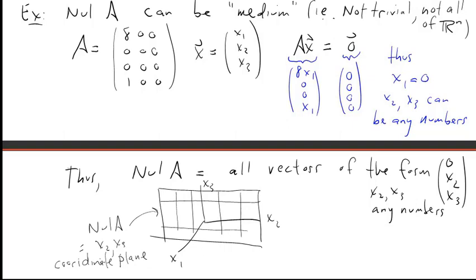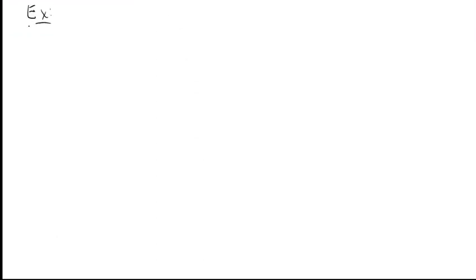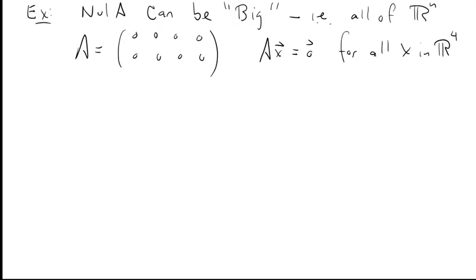Thus, the null space is non-trivial, but it's only part of R3. Let's look at another example. Null space can be big, that is all of Rn. So here's an example with a 0 matrix. Well, to satisfy Ax equals 0, x can be any vector in R4. Thus, the null space is all of R4.